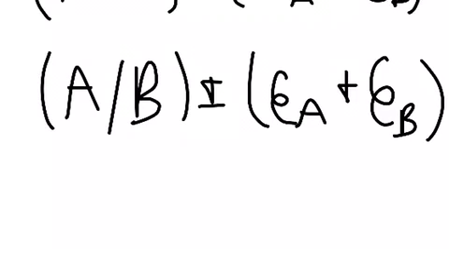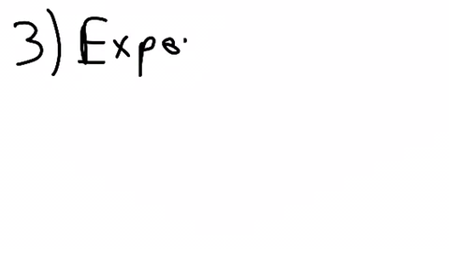Alright, now we have rule number 3. Rule number 3 is for exponents. I won't abbreviate this one just because. Exponents. Alright, so for a number raised to a power, whether the power is fractional or not, the rule is just to multiply the relative uncertainty by the power.